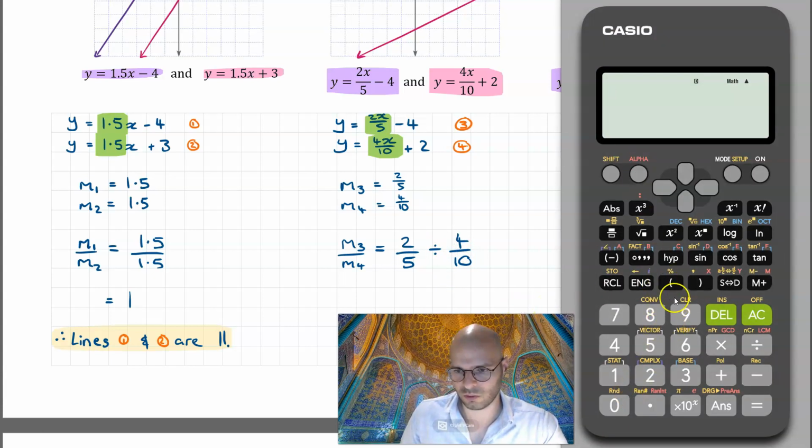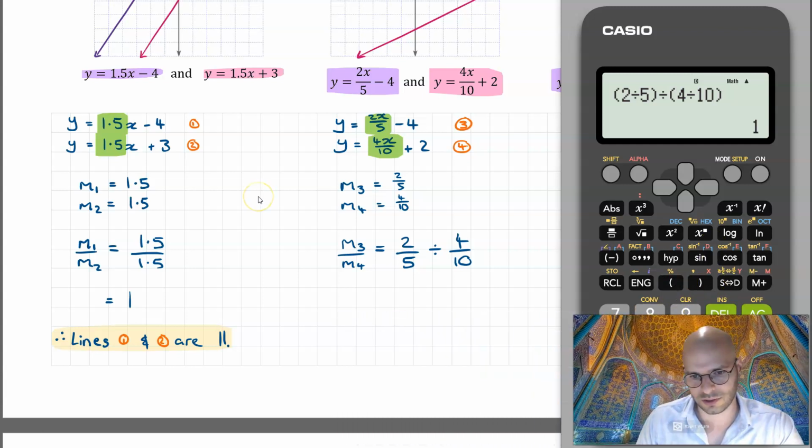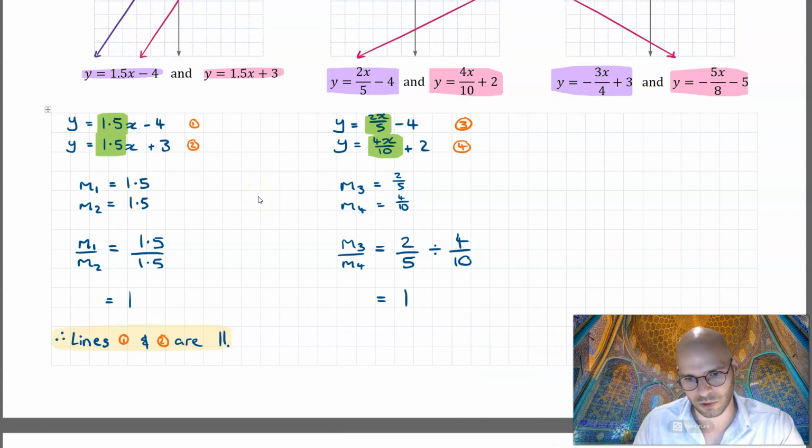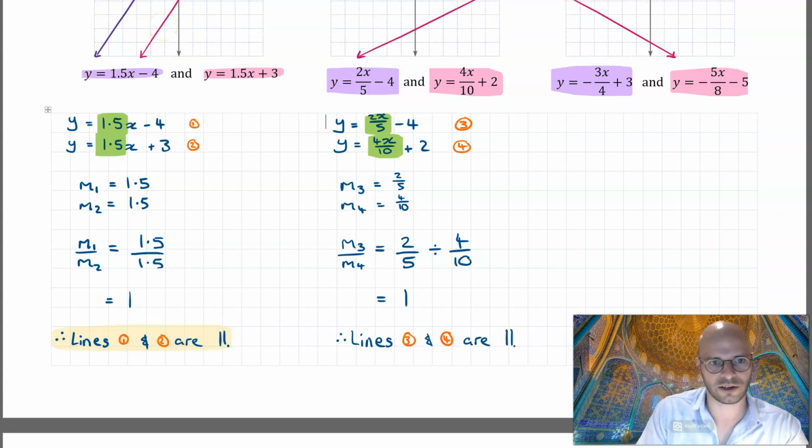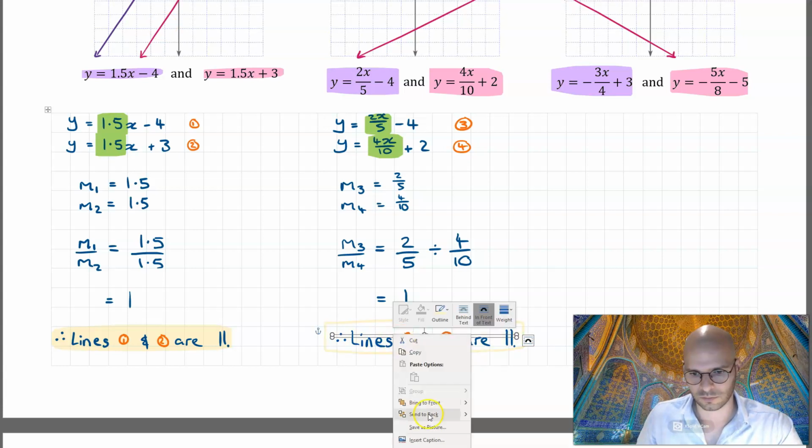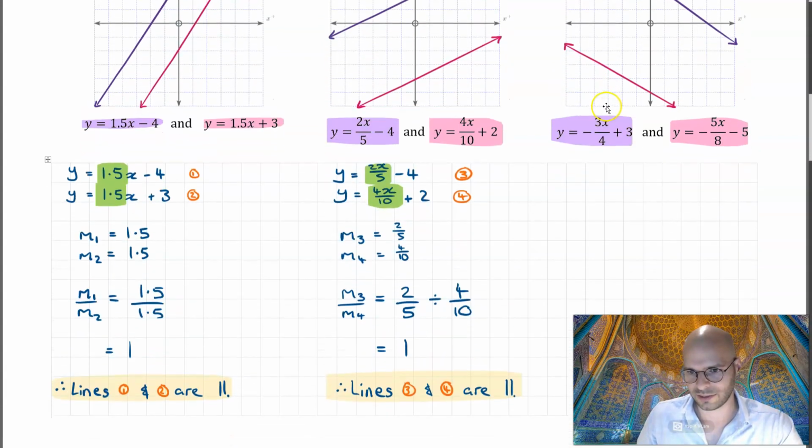Putting this in a way that will work on your Sharp calculators, you open brackets, 2 divided by 5, close brackets, divide, open brackets, 4 divided by 10, close it off. And lo and behold, it's equal to 1. Once again, because this is equal to 1, we can conclude that lines 3 and 4 are indeed parallel.